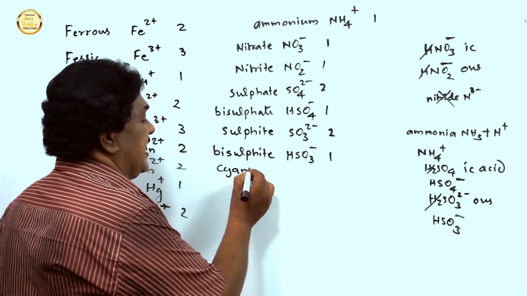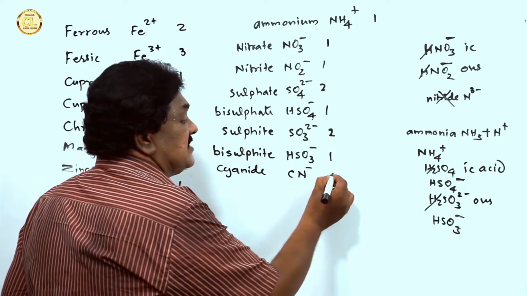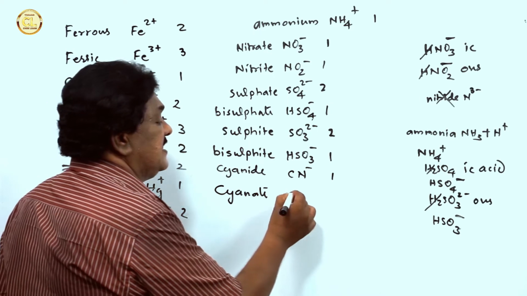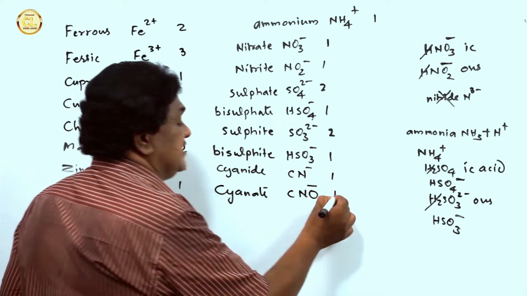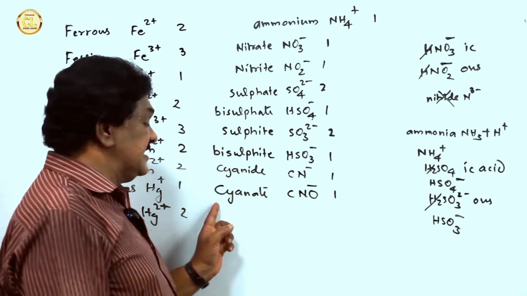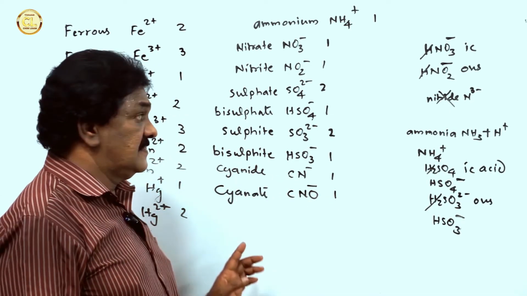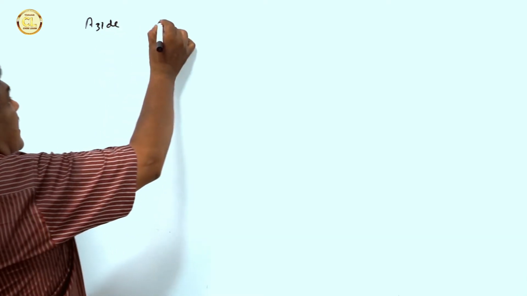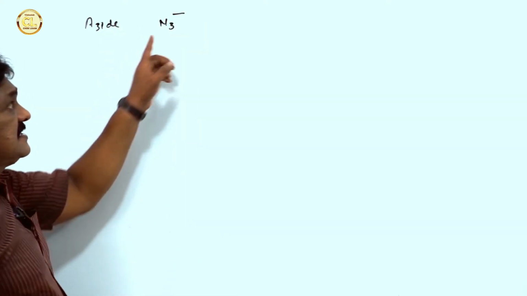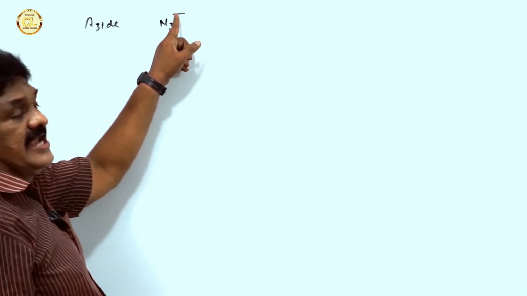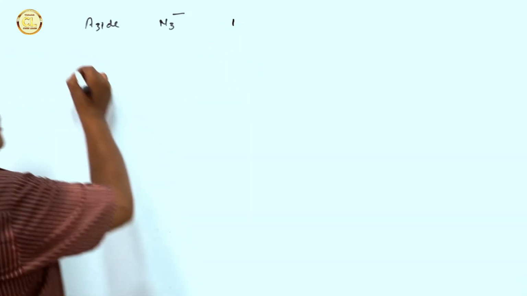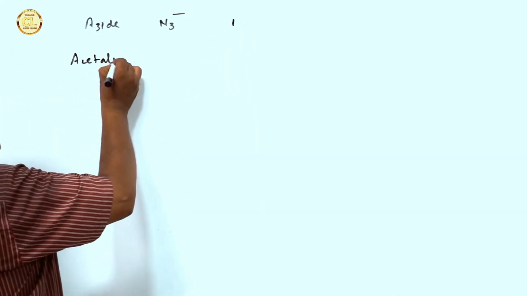Cyanide, CN single minus, valency is 1. Cyanate, CNO single minus, valency is 1. This is cyanide and this is cyanate. Azide ion, N3 single minus. See, 3 nitrogen atoms are there with a single negative charge. This is what is called azide ion. Its valency is 1.